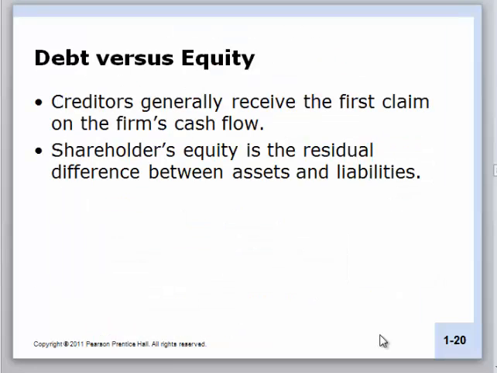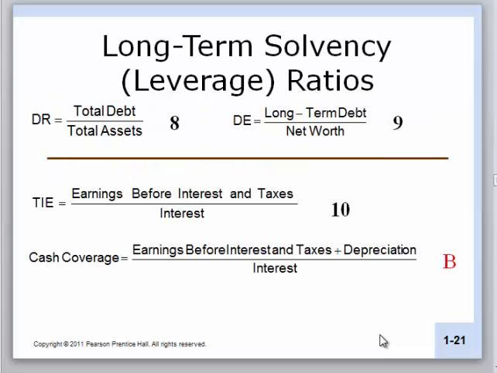The next set of ratios we're going to talk about are debt and equity ratios. What's the relationship? In other words, the term that we're going to talk about is leverage. How much debt does the company have, and can it make payments on the debt? So the top part of this slide, we have the debt ratio and the debt equity ratio. Both of these measure how much debt the company has.